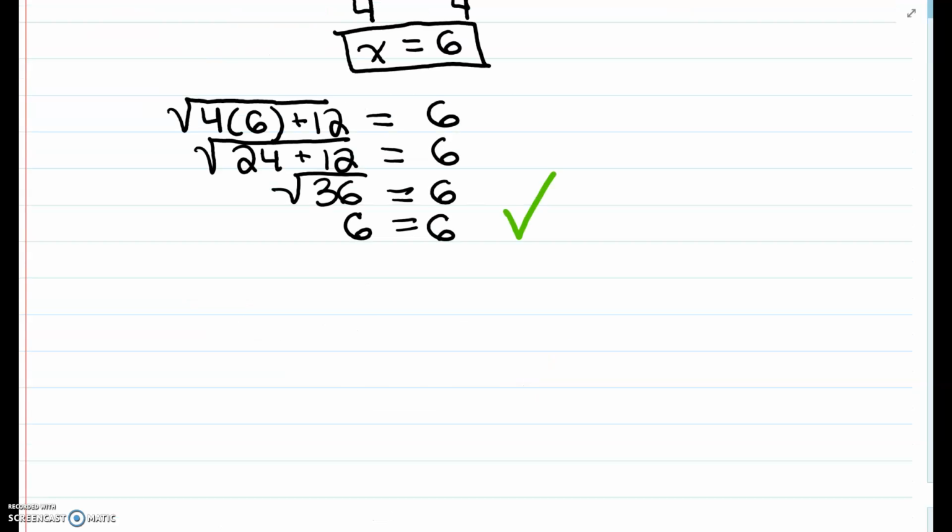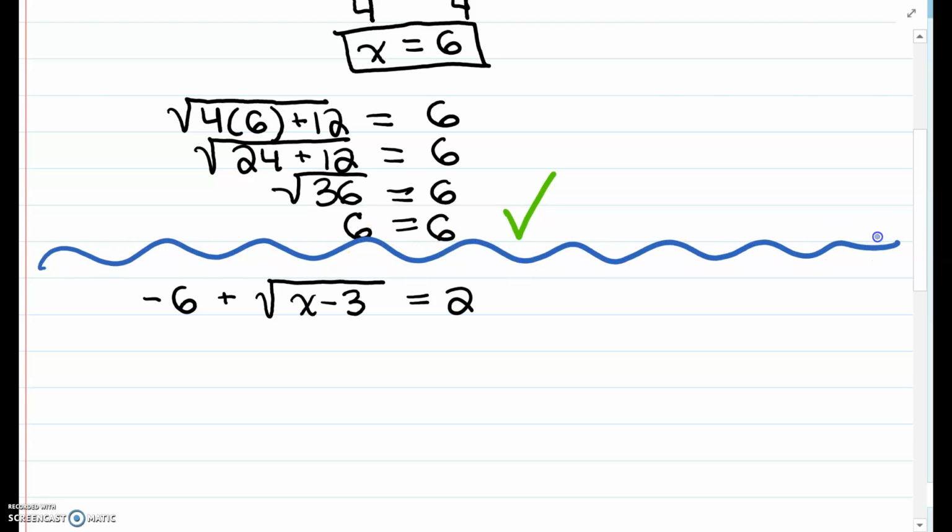Let us try another problem. So we have negative 6 plus radical x minus 3 equals 2. Now, this radical equation is a little different because there's a term outside the radical.